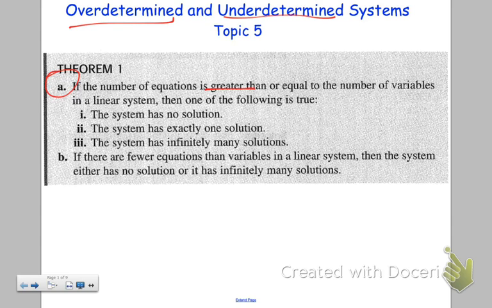Or if we had x, y, z, that would be 4 or 5 or more equations. The options are no solution, only one solution, or infinitely many solutions.